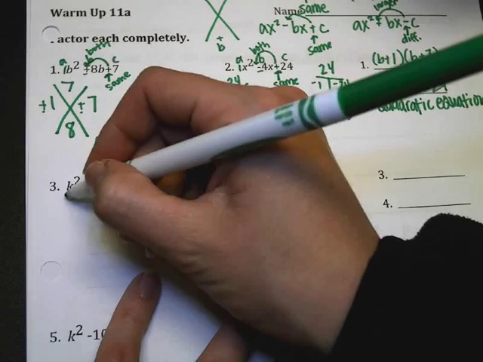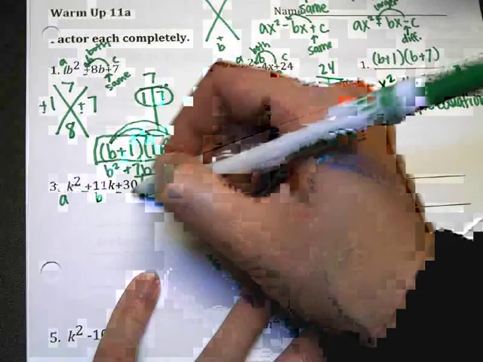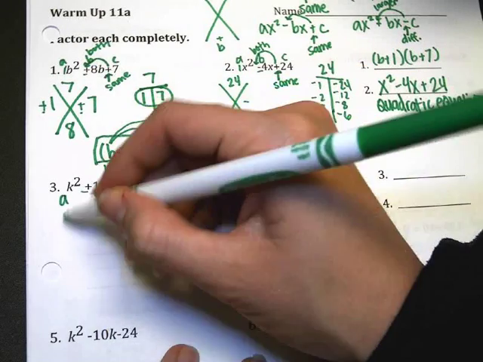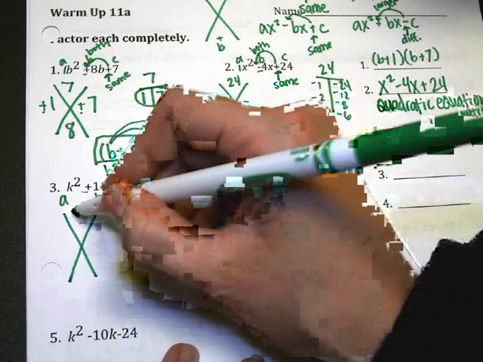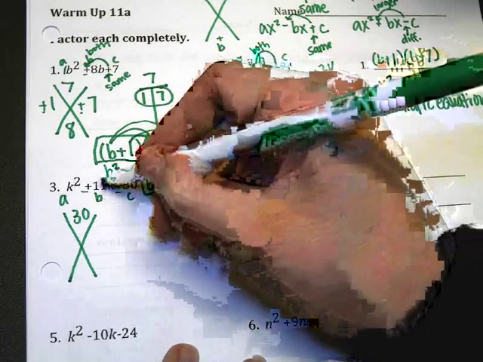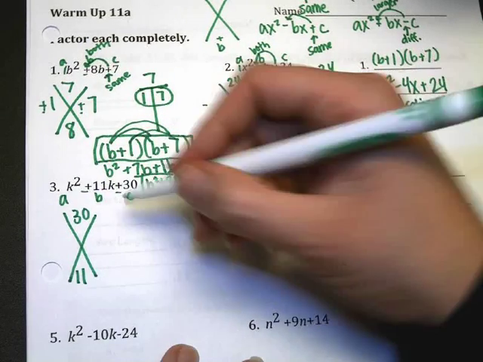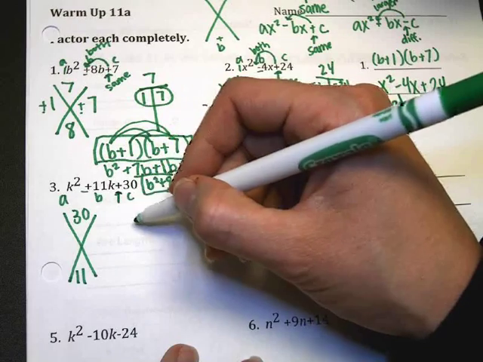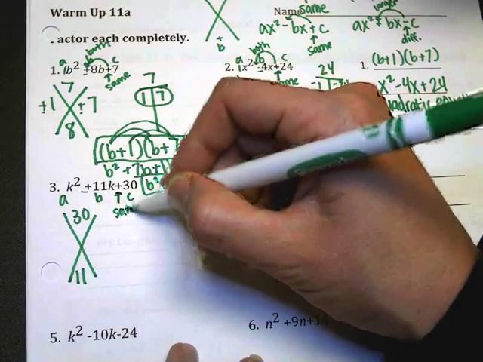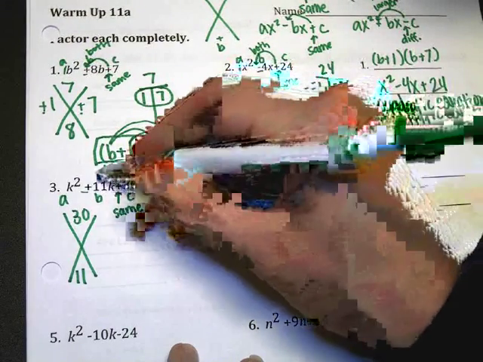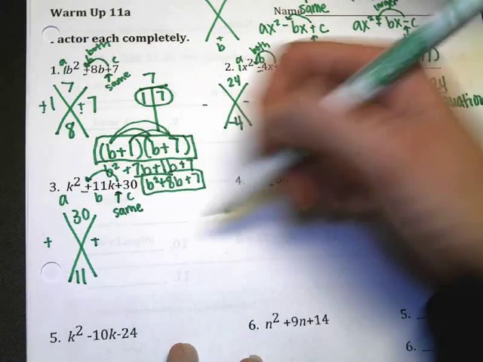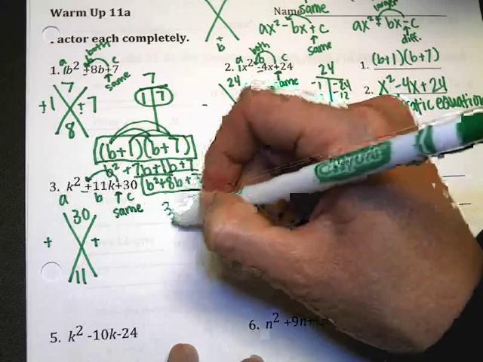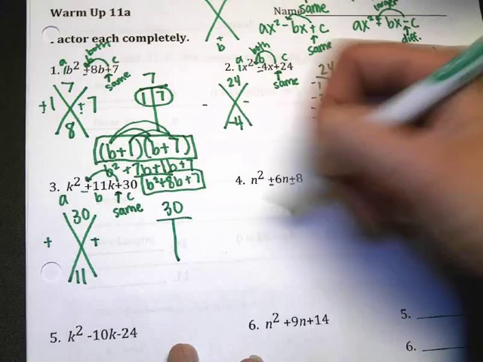Number 3, label your A, B, and C. Remember, you want what multiplies to give you A times C, which is 1 times 30 or 30. What adds to give you 11. Look at your signs. The back one is positive, so that tells me my signs are going to be the same. I'll look ahead at that first sign, it tells me they're both pluses. So you're going to look for 2 positive numbers that multiply to give you 30 and add to give you 11.